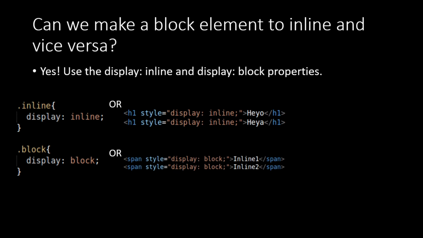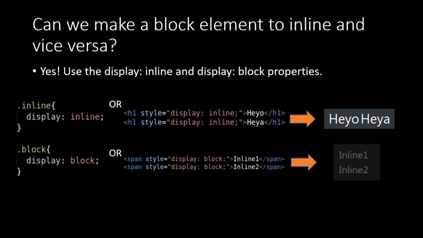So if we change the display property of a heading to inline, it is possible to put two headings side by side. In contrast, if we set the display property on a span to block, we can make the span occupy the whole line.